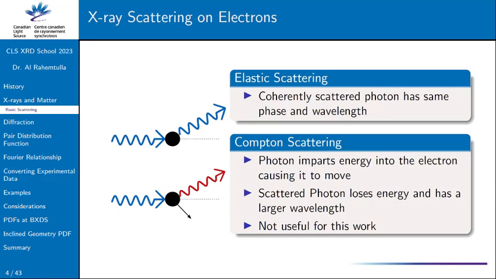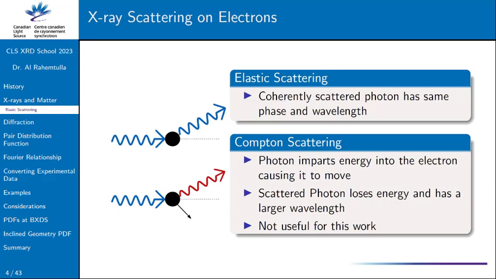In terms of PDFs, there's really two things we're going to be mindful of. One is elastic scattering, which is when that photon hits the electron. There's going to be a slight momentum transfer, so it's going to deflect a bit, but it's going to preserve its phase and wavelength. This is the scattering that we like. This is what lets us do X-ray diffraction and everything else.